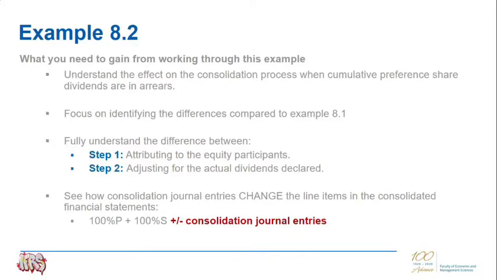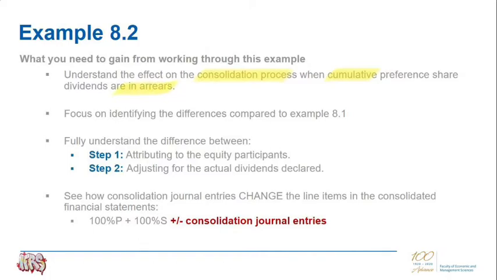We have now looked in a lot of detail at example 8.1 and even the alternative scenarios on that, and we've touched on a lot of principles. We will now look at example 8.2 as well, and I need you to gain the following from working through this example. You need to now understand the effect on the consolidation process when your cumulative preference share dividends are in arrears. This is the focus of 8.2.